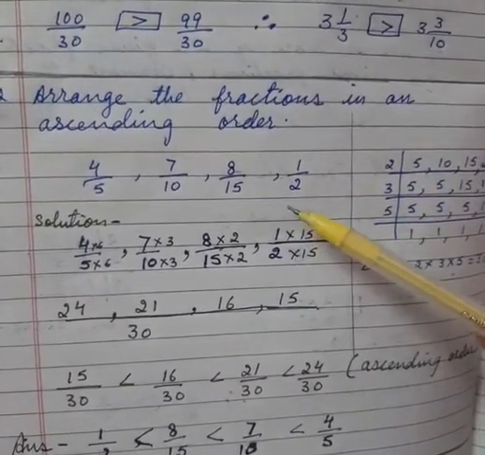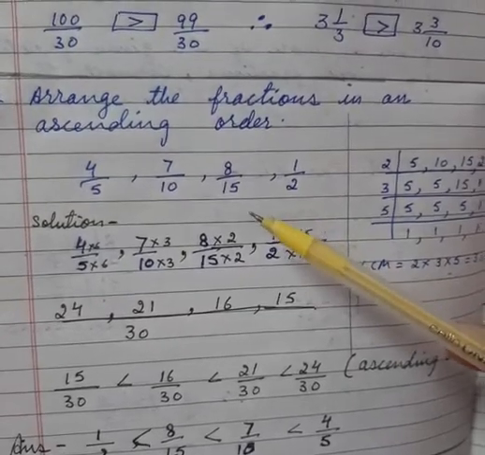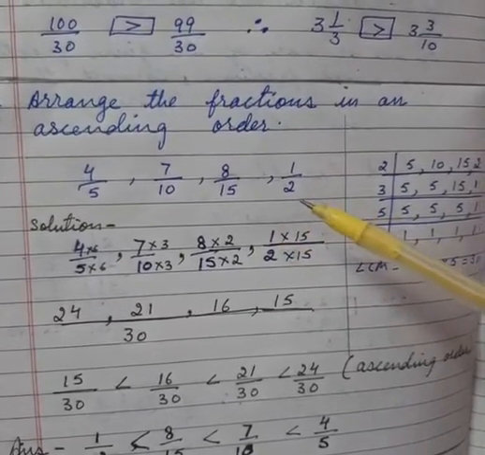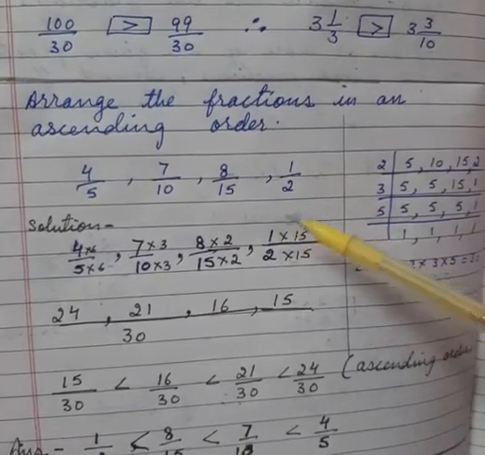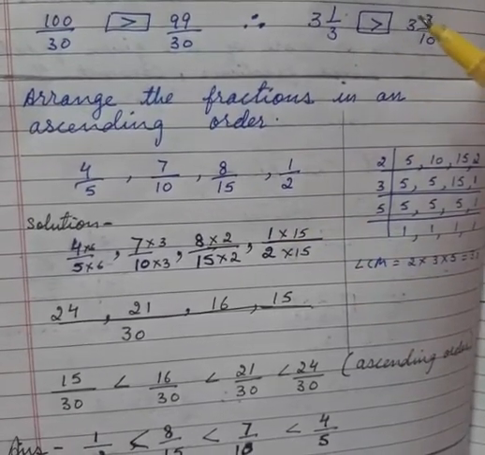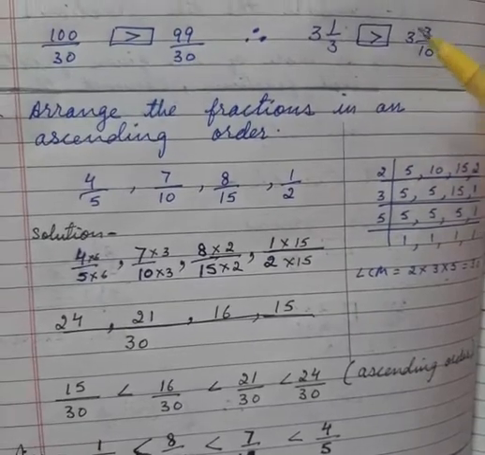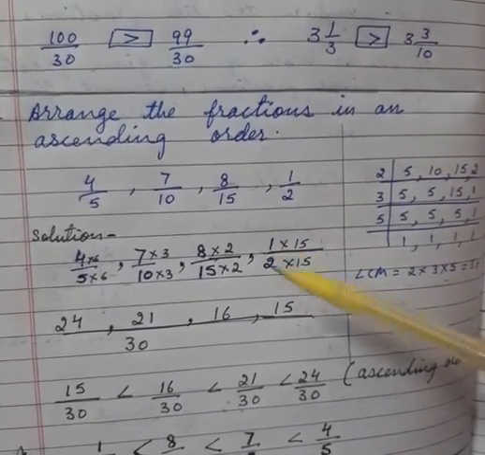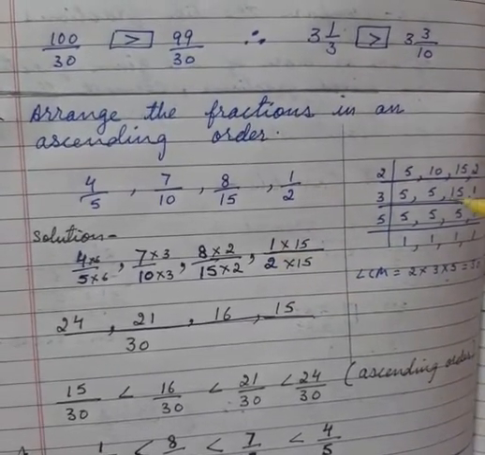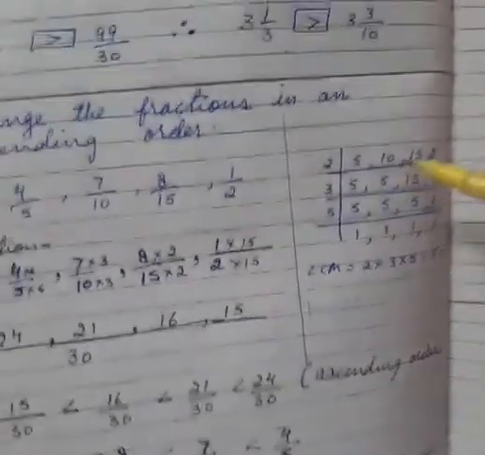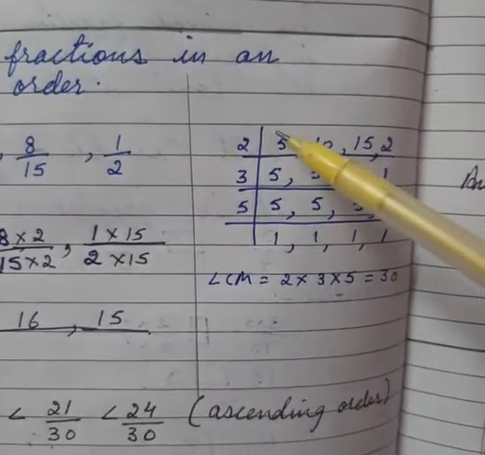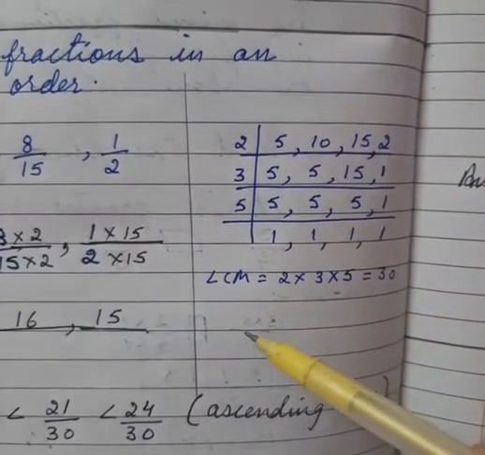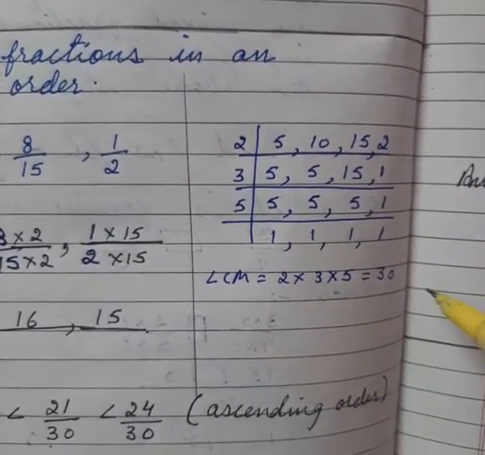And as these fractions have neither the numerator nor the denominator same, we will have to follow the steps which we have followed in our previous sums. That is, we will find the LCM. So we have to find the LCM of 5, 10, 15 and 2. According to the prime factorization, the LCM of these numbers will be 30.